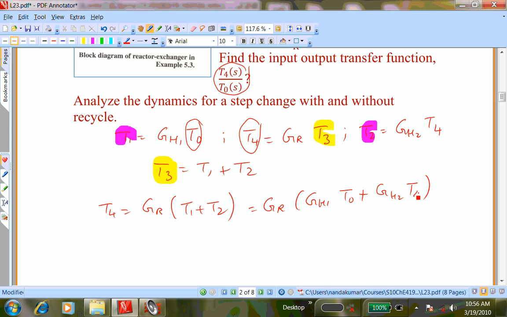Already you can see T4 appears on the right-hand side and on the left-hand side. So T4 is affecting itself. That would be a characteristic of any recycle. Okay? Any loop that you have. Even simple feedback control has that feature, and here also you have the same thing. Now, what else do I need to do?